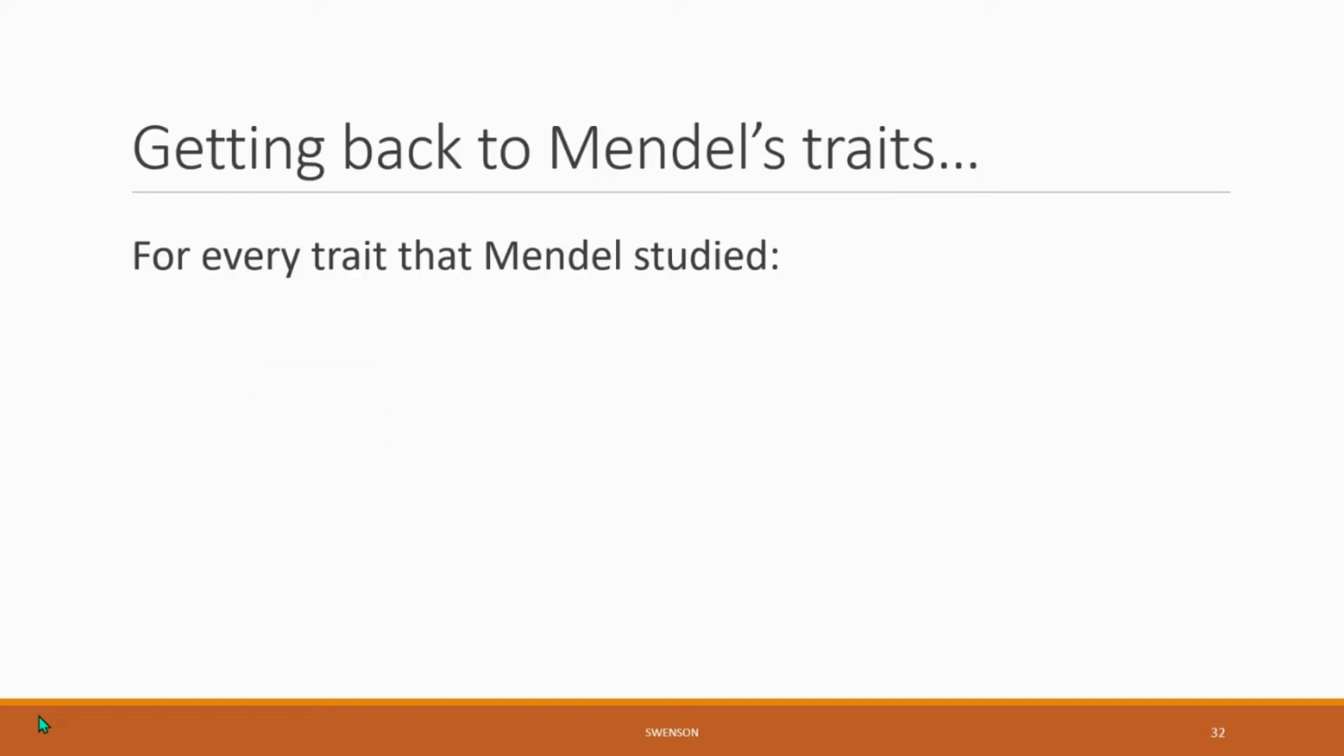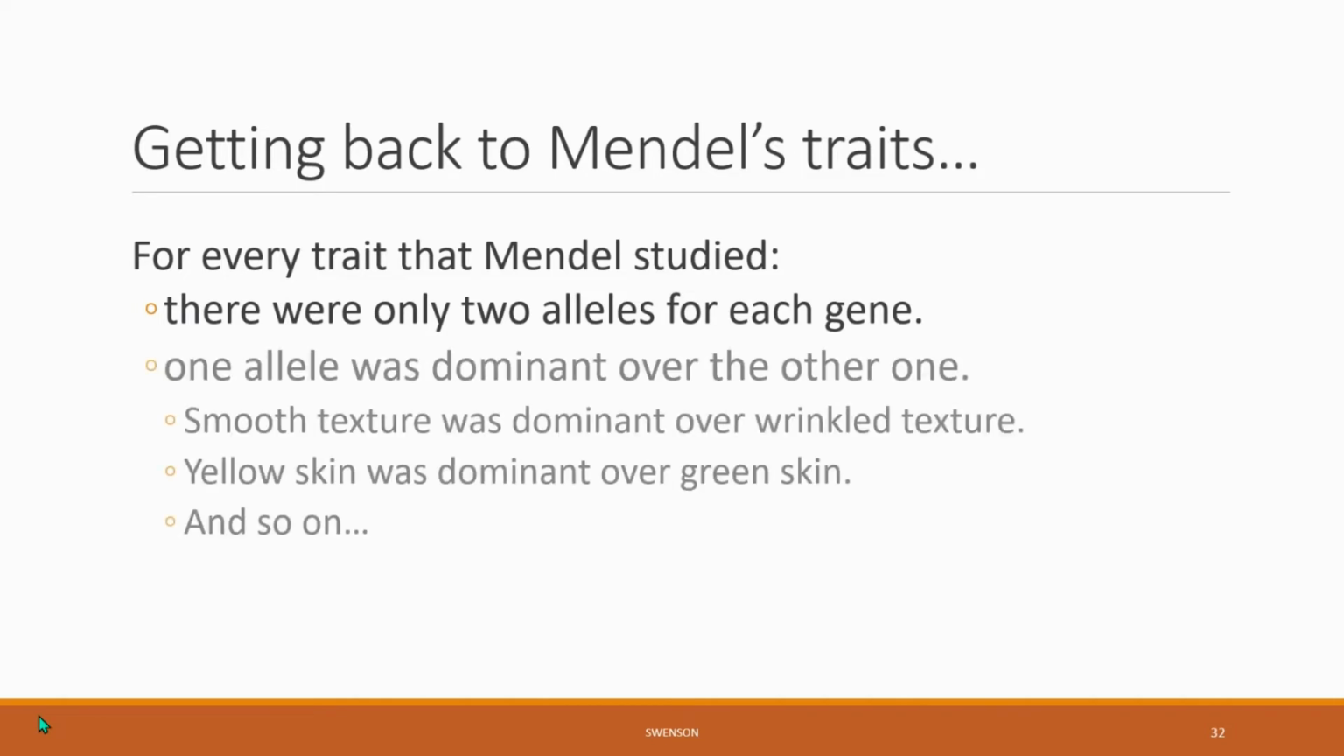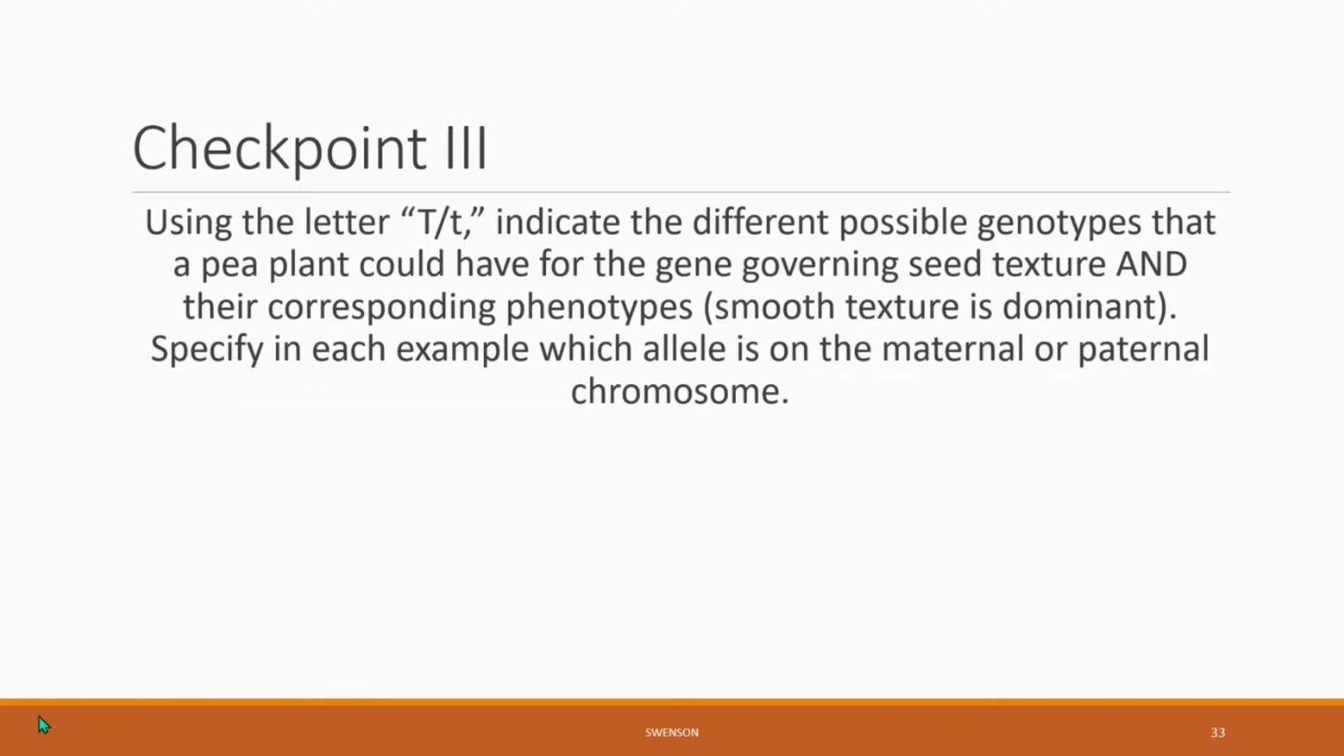Mendel studied traits that were ruled by only a pair of alleles, one on each chromosome. One allele was dominant over the other one, so smooth texture was dominant over wrinkled texture. And yellow skin was dominant over green skin, etc.